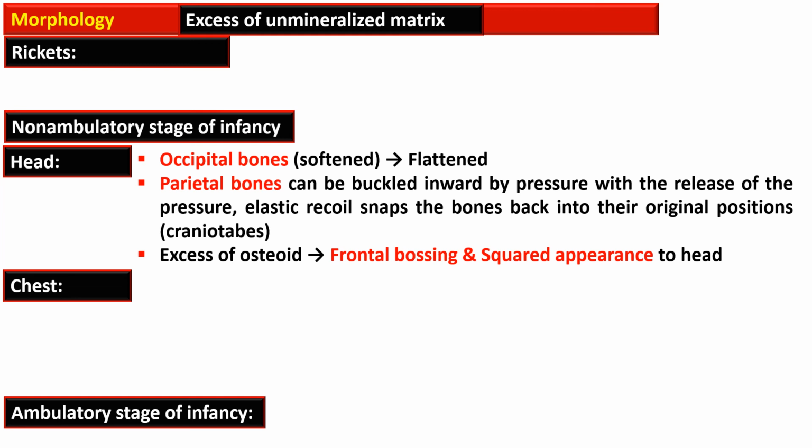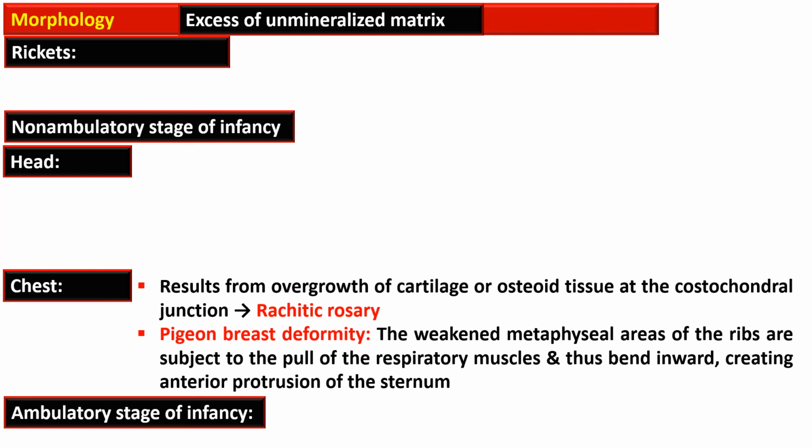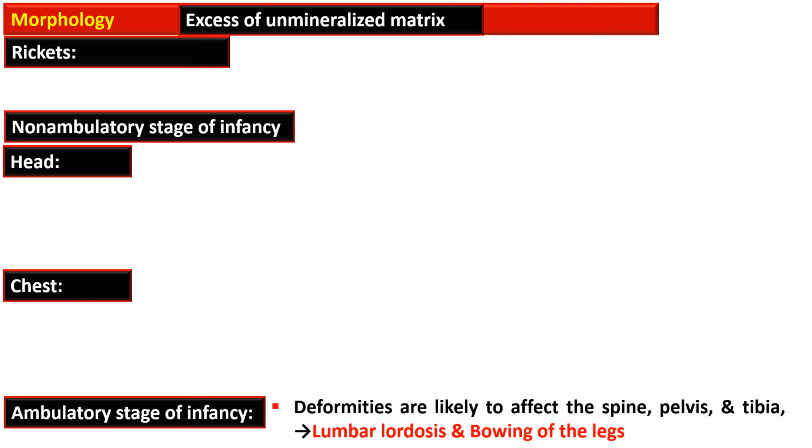There is frontal bossing and a squared appearance to the head due to excess of osteoid, while the chest shows rachitic rosary and pigeon breast deformity. This is due to the weakened metaphyseal area of the rib, which is subject to the pull of the respiratory muscles and thus is bent inward, creating anterior protrusion of the sternum. During the ambulatory stage of infancy, deformities usually affect the spine, pelvis and tibia. There is lumbar lordosis and bowing of the legs.